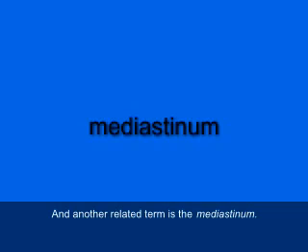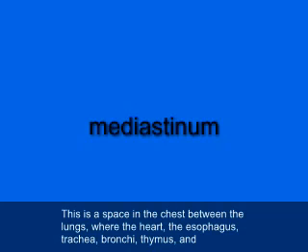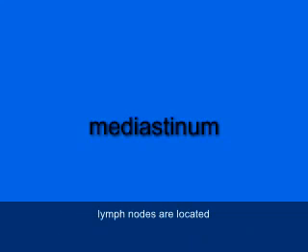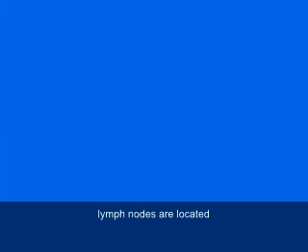And another related term is the mediastinum. This is a space in the chest between the lungs where the heart, esophagus, trachea, bronchi, thymus, and lymph nodes are located. And the last related term we have is a suffix.